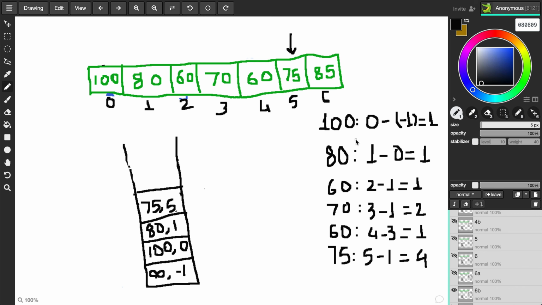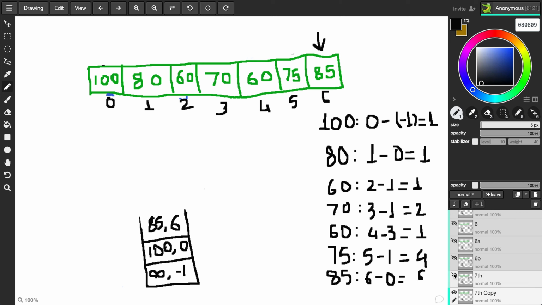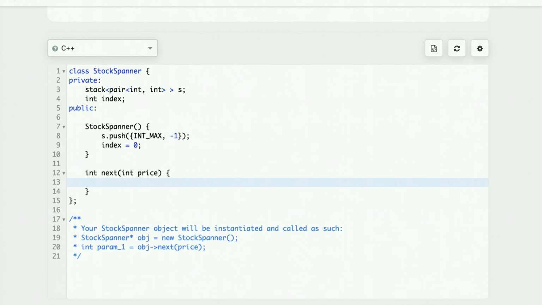Now for the last element, we'll get 85. 85 would be bigger than this value as well as this value, so we would put 85 on top of 100 with the index of 60. So we'll get the answer here. When we compare the top element's index with the current element index, we'll get the answer for 85. So let's see how we can quickly code this.